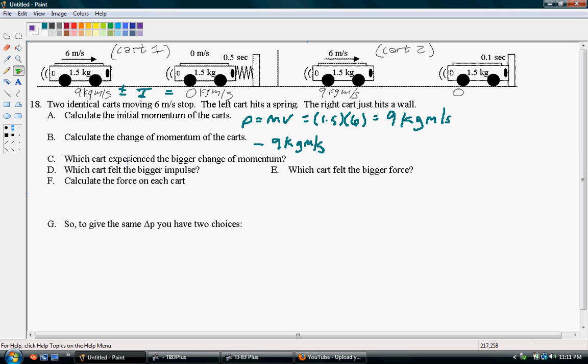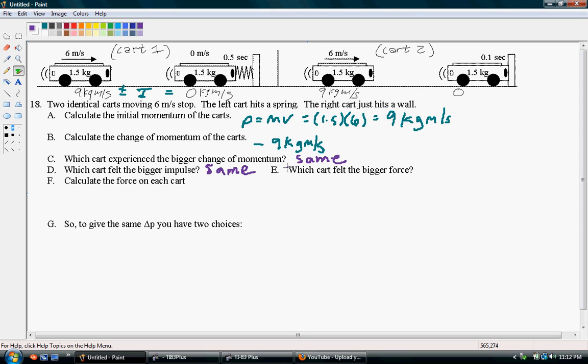C. Which cart experienced the bigger change of momentum? Well, they both experienced negative 9 kilogram meters per second change of momentum, so it's the same. Okay. Which cart felt the bigger impulse? Well, change of momentum is the same as impulse. Our impulse was negative 9 for both, so these are going to be the same.